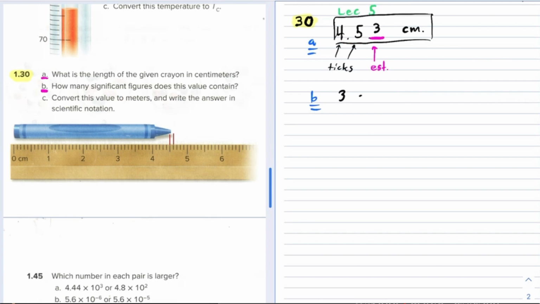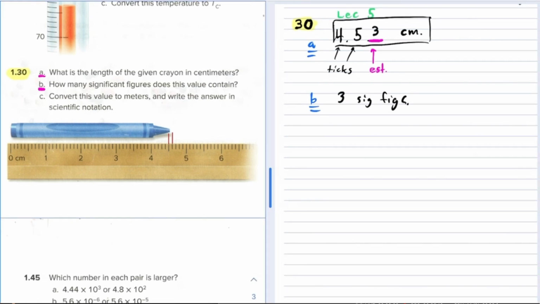measurement. 3 sig figs. And if you want to know more about sig figs, again, go back and watch lecture 5. I talk all about this, more than you probably would like to know. The last question in number 30 is C.